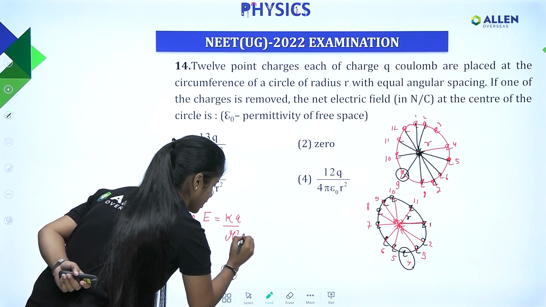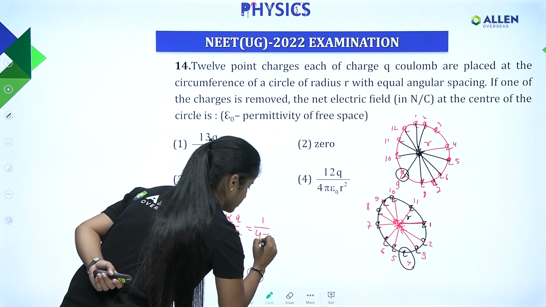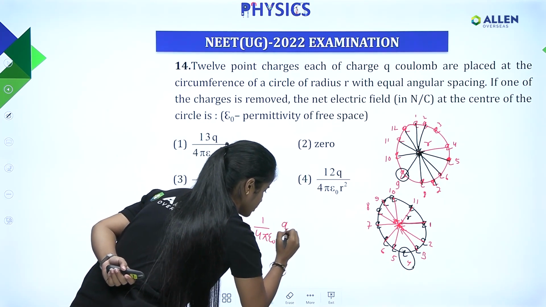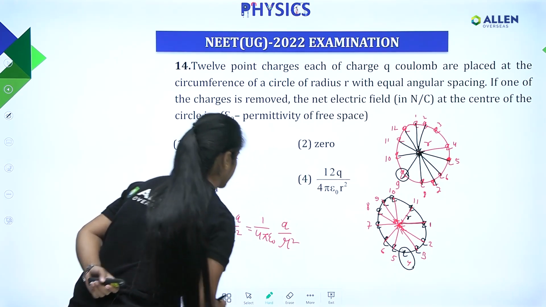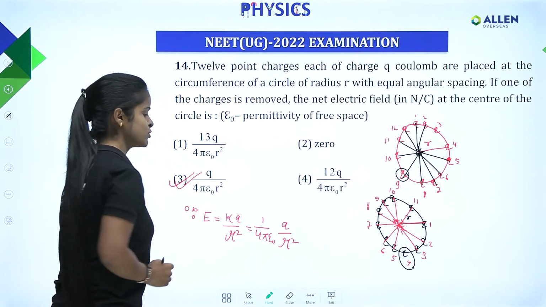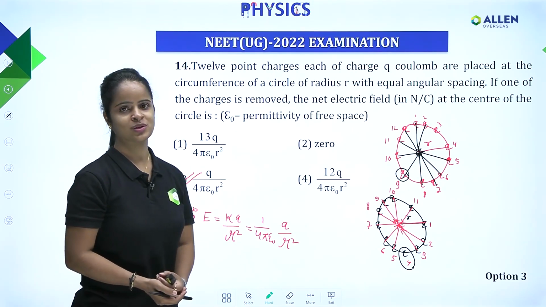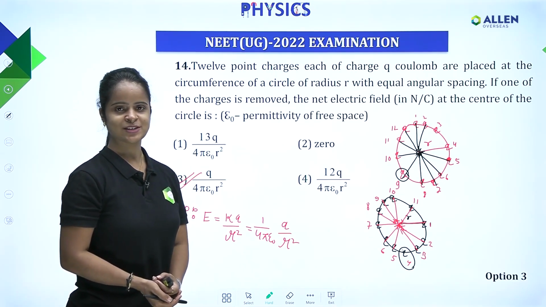So here you will write E equals KQ by R square. So what will be the final formula? It will be 1 by 4 pi epsilon naught Q by R square. And the same thing you can see here in option number 3. So option number 3 is the correct option. Hope it is clear to everyone.